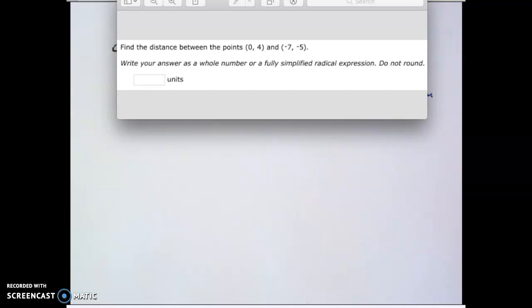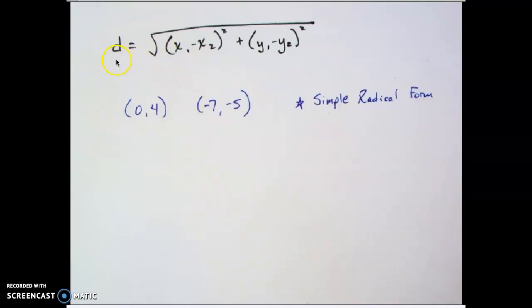Here we're going to be applying the distance formula, and in this example we're given 2 points. We have coordinates at 0, 4 and -7, -5, and then we're asked to have our answer in simplified radical form. So remember your distance formula, the length of that segment.